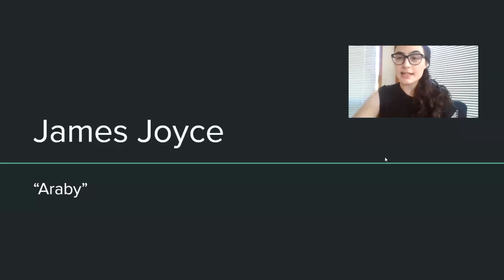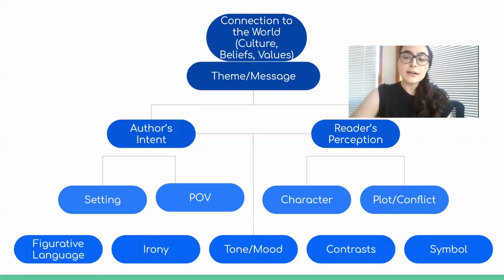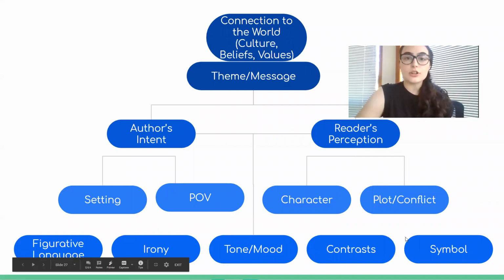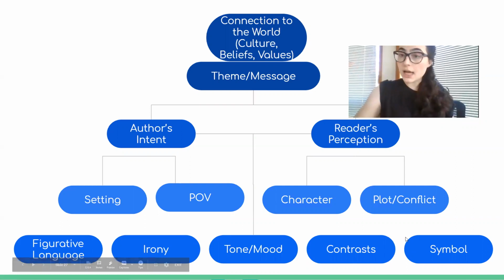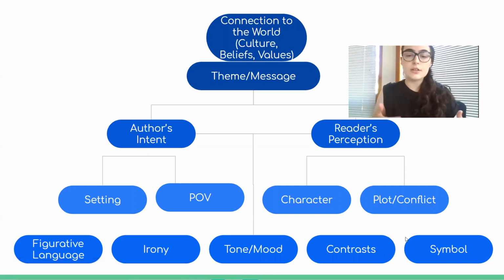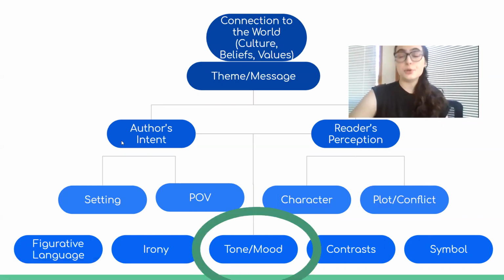So we're back again with doing literary analysis on James Joyce's Araby short story. Last time we finished the last layer of the essential things, so we finished plot and conflict. Now we're moving on to that lower tier: what are the literary choices being made to help further the message of the story, the theme? Today we're going to focus on tone and mood.